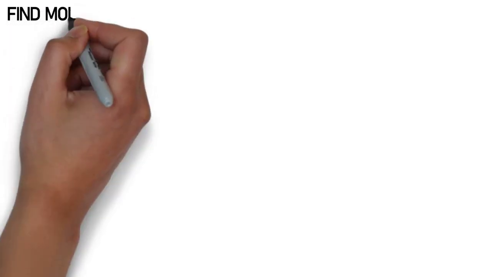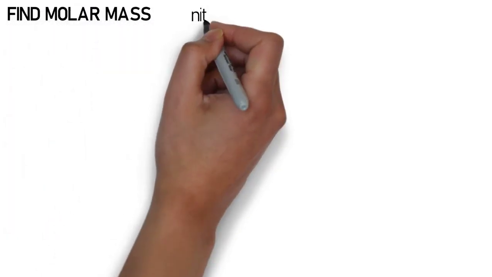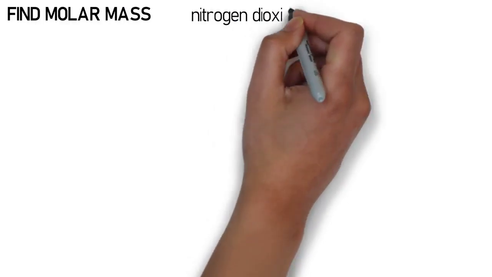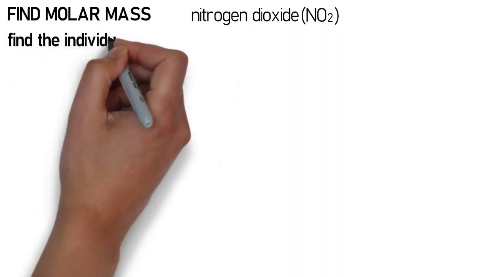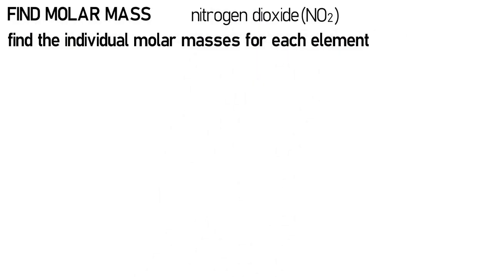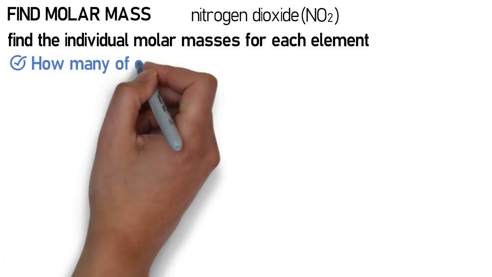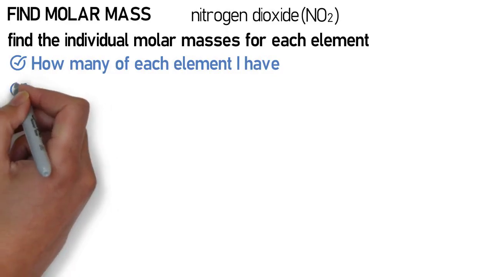I need to find the molar mass. The compound is nitrogen dioxide, NO2. To begin to find the molar mass, I need to find the individual molar masses for each element. To do this, I need to know how many of each element I have and the molar masses of each element.